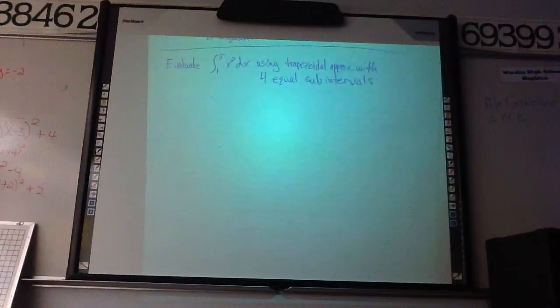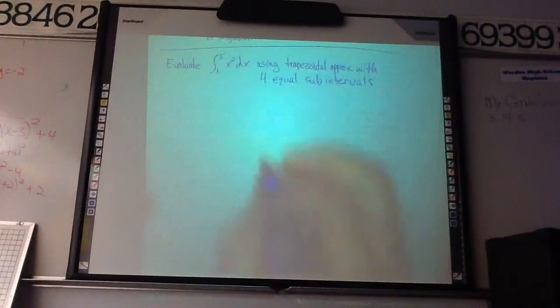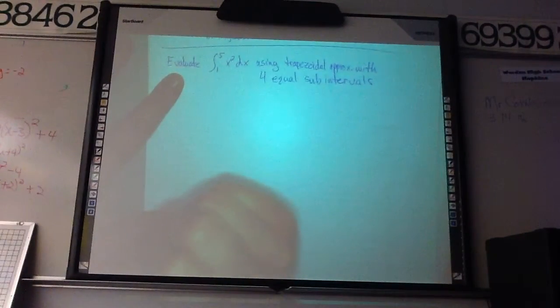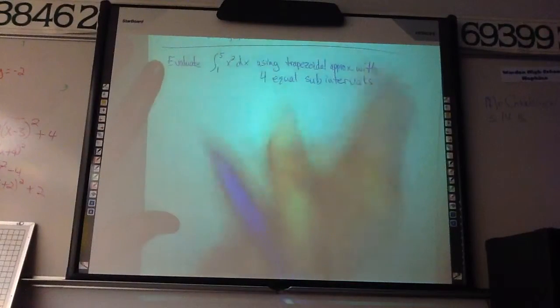I forgot I was going to show you how to do this on a calculator. Do that tomorrow. Do it by hand first. Okay, what's that mean we're going to do? In your own words. The function x squared. You're going to look at the function x squared from 1 to 5, and use trapezoids to find the area under the curve.